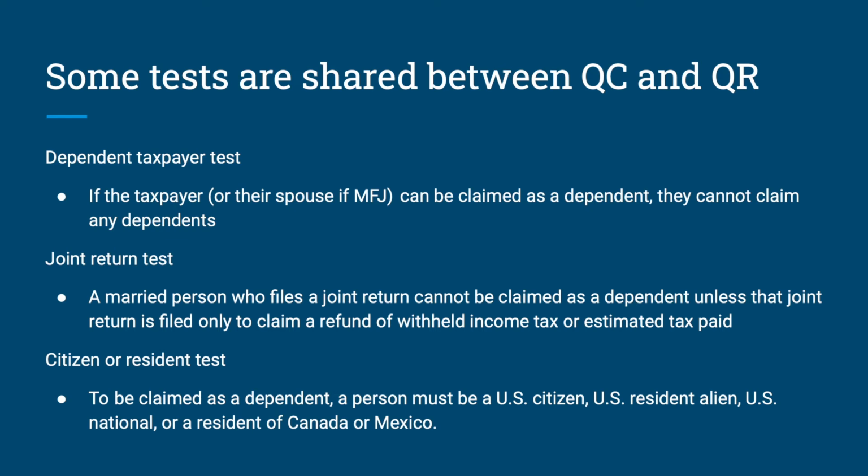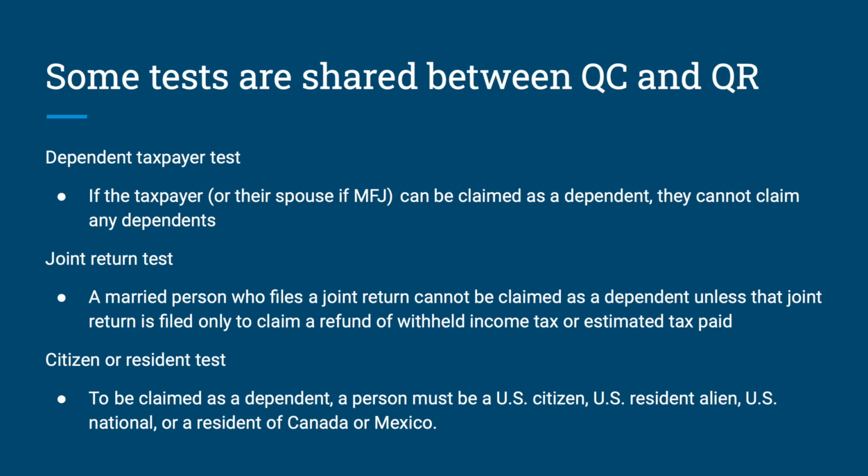And so secondly, the joint return test. So a married person who files a joint return cannot be claimed as a dependent unless that joint return is filed only to claim a refund of withheld income tax or estimated tax paid. So it's important to keep the second part of that definition in mind, because just because a married person is filing a joint return does not mean absolutely 100% they cannot be claimed as a dependent. You just have to make sure that that joint return they filed is only to claim a refund of withheld income tax or estimated tax paid.